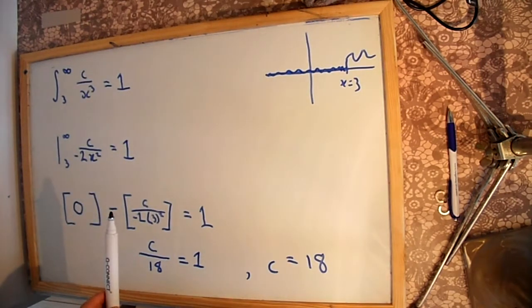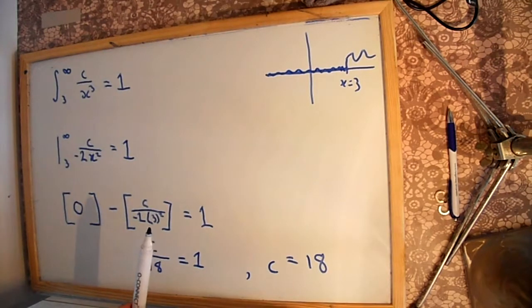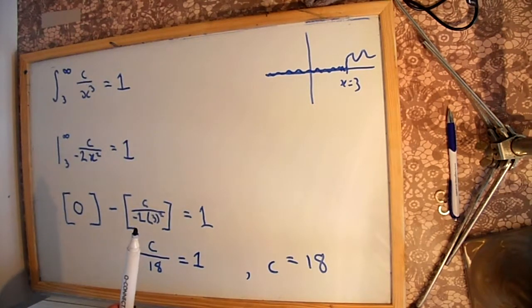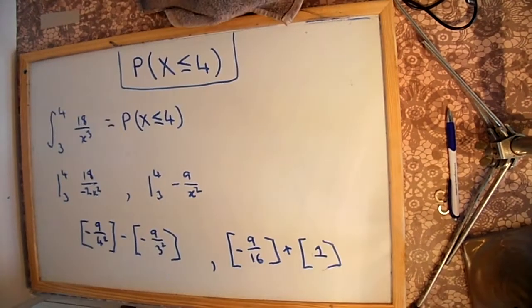And then we're going to take away subbing in for 3, and then we're going to let that equal to 1. So when we sub in 3 for x, and we're going to square it, it's going to turn into 9, and then multiply it by 2, it's going to turn to 18, and then the two minus signs cancel out. So we have c over 18 is equal to 1, c is equal to 18.